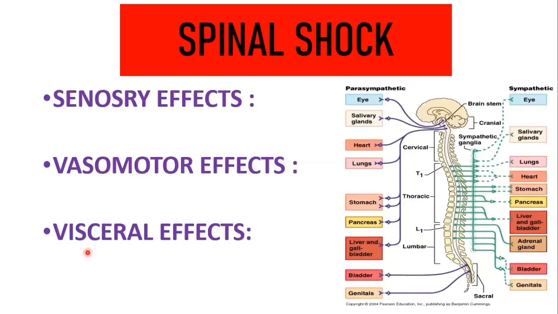Next, sensory effects. What are the sensory effects? Basically all the sensations carried by the spinal cord are going to be lost. That is the meaning of sensory effects: all the sensations are lost. Vasomotor effect, that is important for your sympathetic system in spinal shock. So what is the picture I have put on the side?